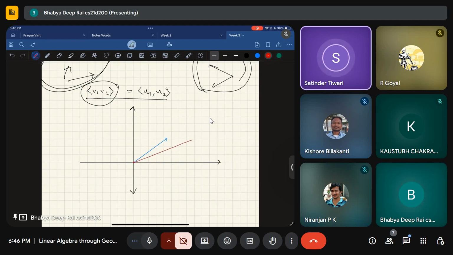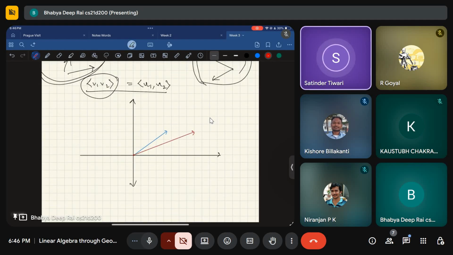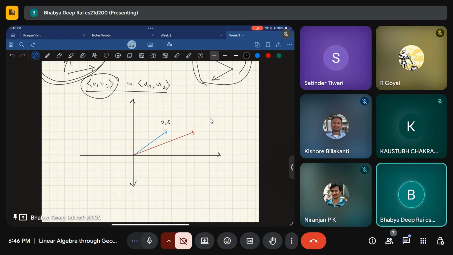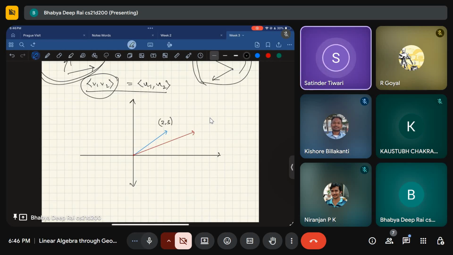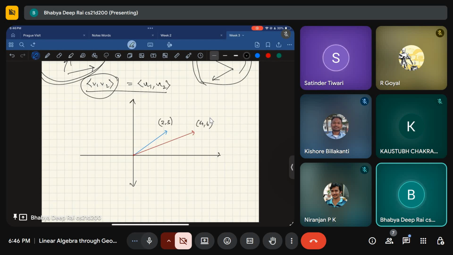I'm saying, let's take the coordinate of the first one as 2 comma 3, the blue line, 2 comma 3. And the third one, let's take 4 comma 6, let it be 4 comma 6 somewhere. If I project the first one along the x-axis, it will be 2 units.